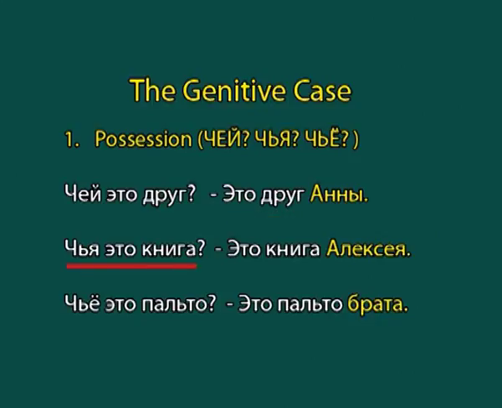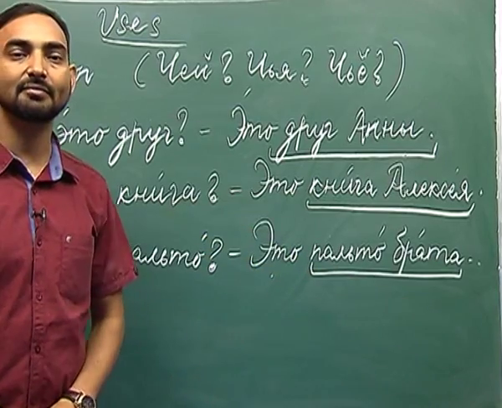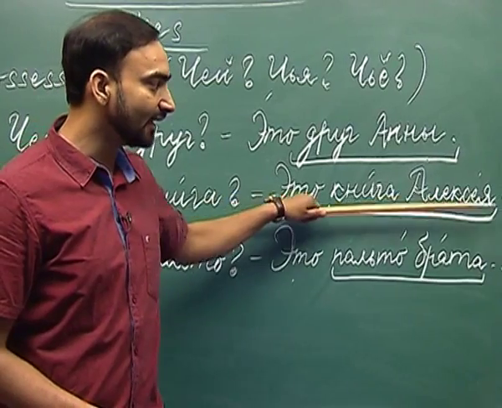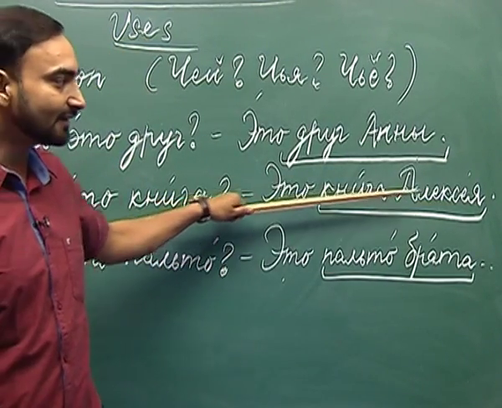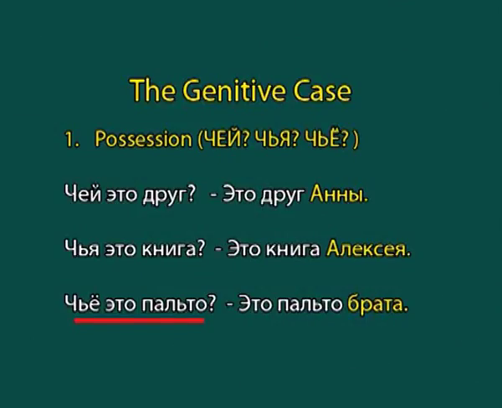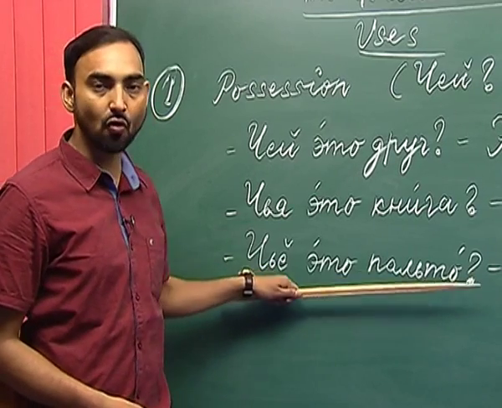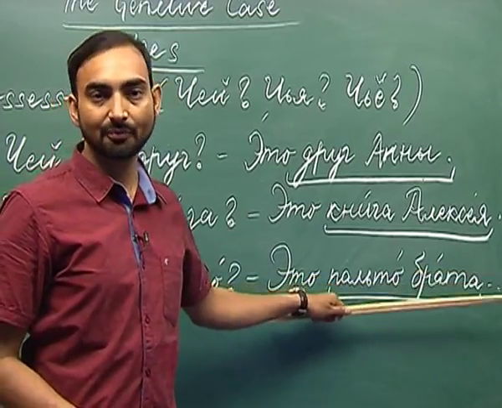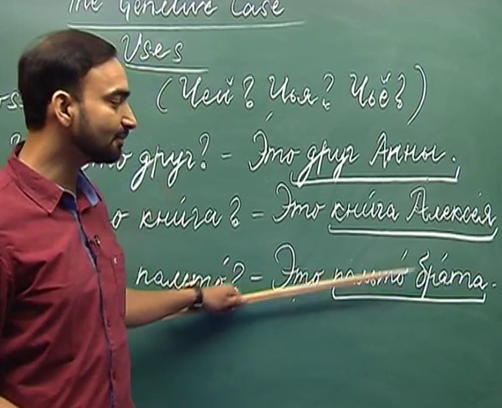Чья это книга? Это книга Алексея. Alexei, again, is a masculine Russian name. So, here книга Алексея denotes Alexei's book. So, this is Alexei's book. Чьё это пальто? Whose is this coat? Пальто is coat. Это пальто брата. This is brother's coat.